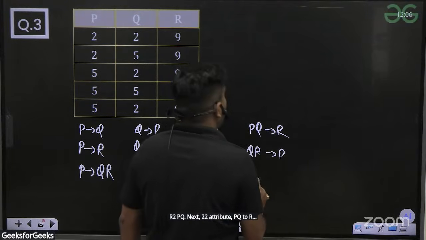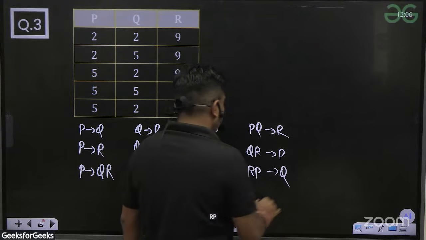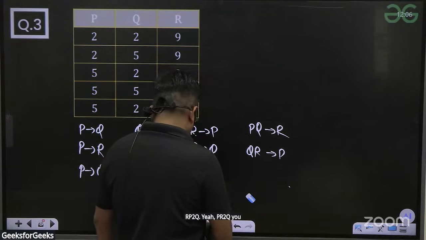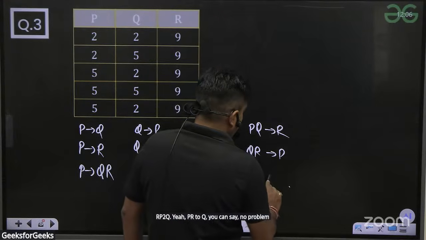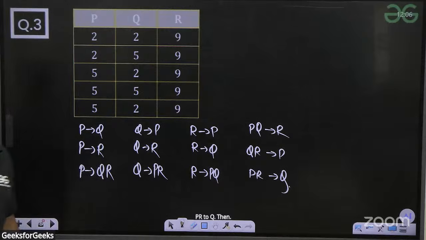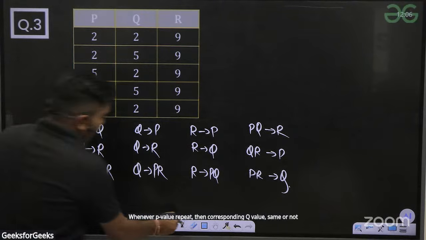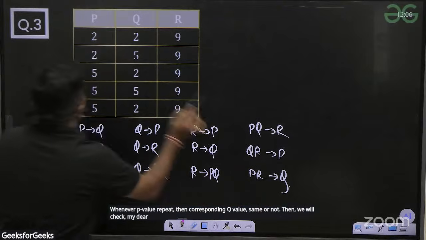QR2P and RP2Q. Yeah, PR2Q you can say, no problem. PR2Q. Then how do we check? Whenever a P value repeats, we check whether the corresponding Q value is the same or not.